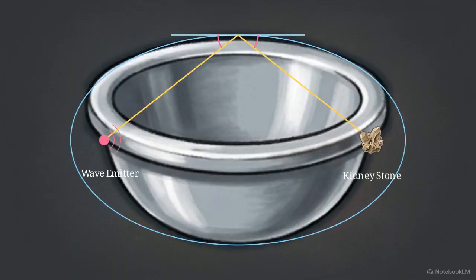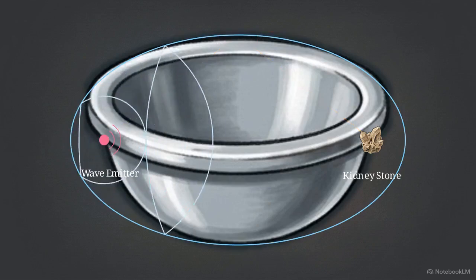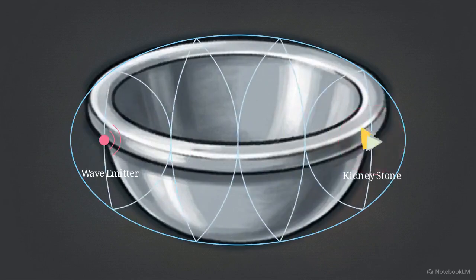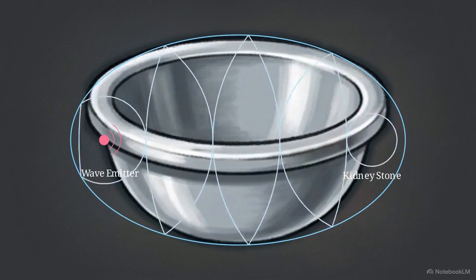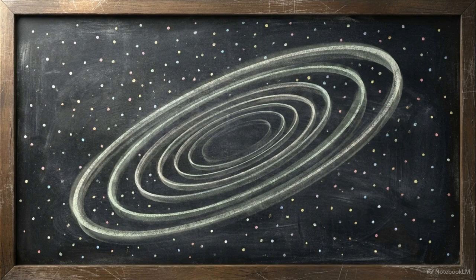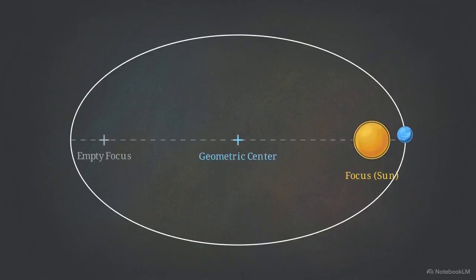By placing a wave emitter at one focus and the patient's kidney stone at the other, high-energy sound waves reflect off the chamber walls and converge to break the stone apart without damaging the surrounding tissue. This geometry also governs the solar system. Planetary orbits are elliptical, with the sun positioned at one of the focal points rather than the center.